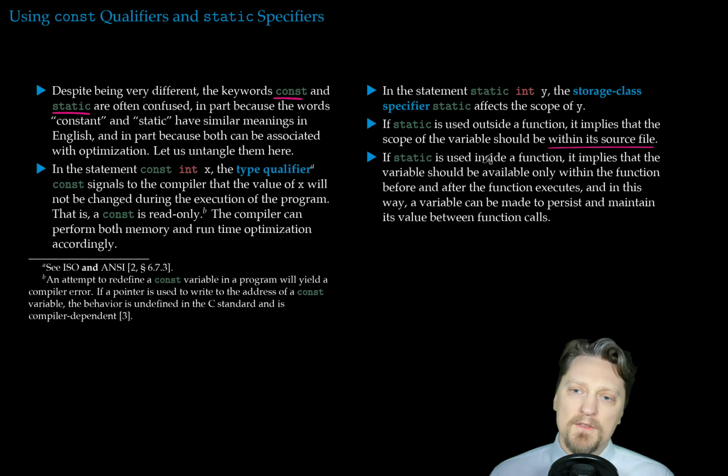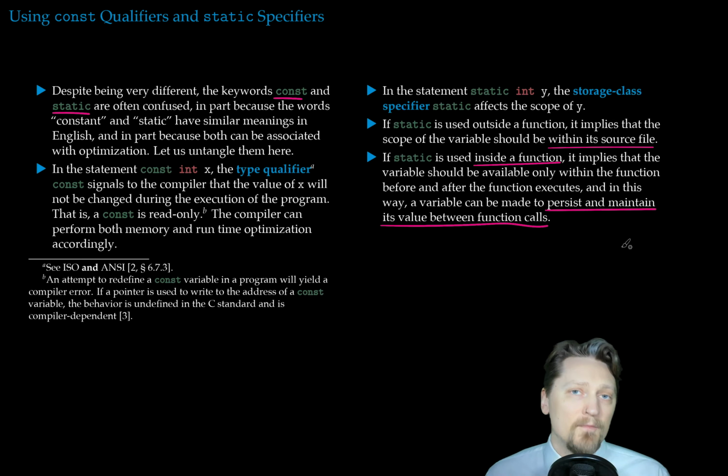If static is used inside a function, it implies that the variable should be available only within the function, before and after the function executes. And in this way, a variable can be made to persist and maintain its value in between function calls. As we said before, automatic variables are created and destroyed whenever a function is called, unless it is declared with a static storage class specifier.